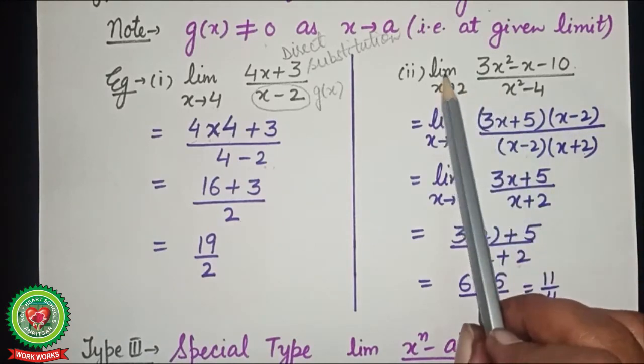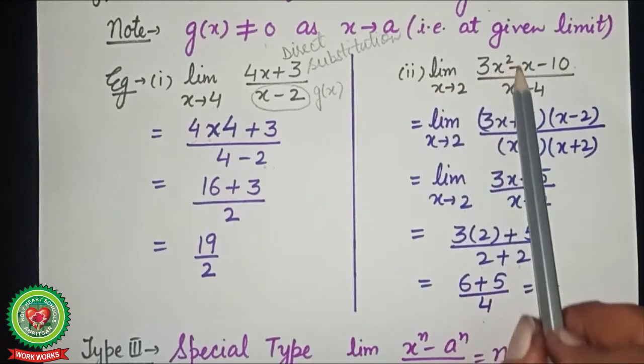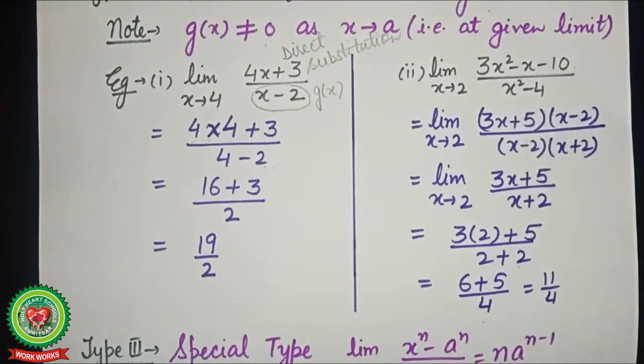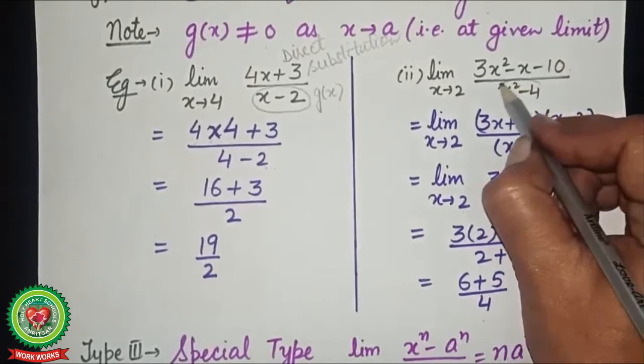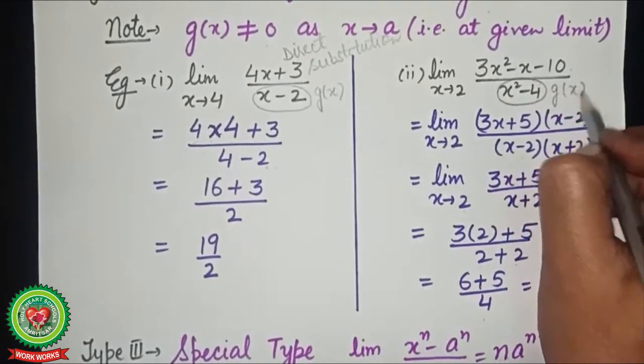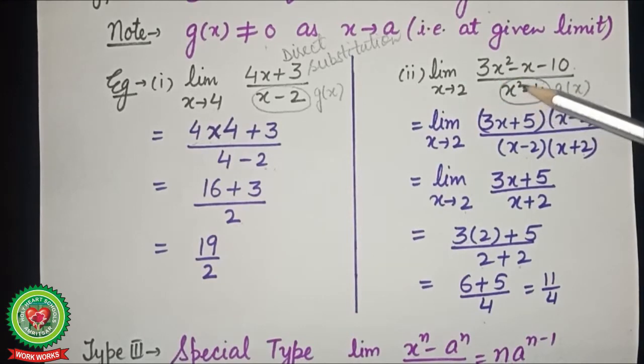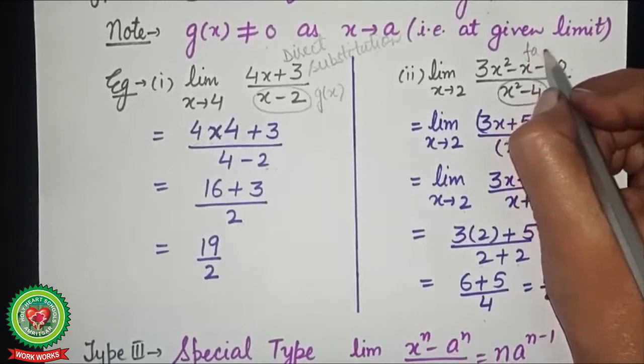Now, here limit x approaches to 2, 3x square minus x minus 10 upon x square minus 4. Now, here value of g(x) is x square minus 4. Now, when you substitute the value of x, here we get 2 square, that is 4 minus 4, so it is 0. Now, whenever denominator is becoming 0, it means we can't apply the limit directly. Direct substitution is not possible. In this case, we will use the factorization method.